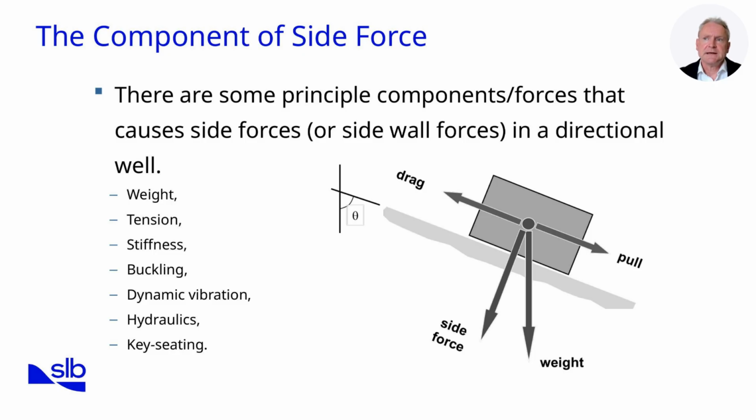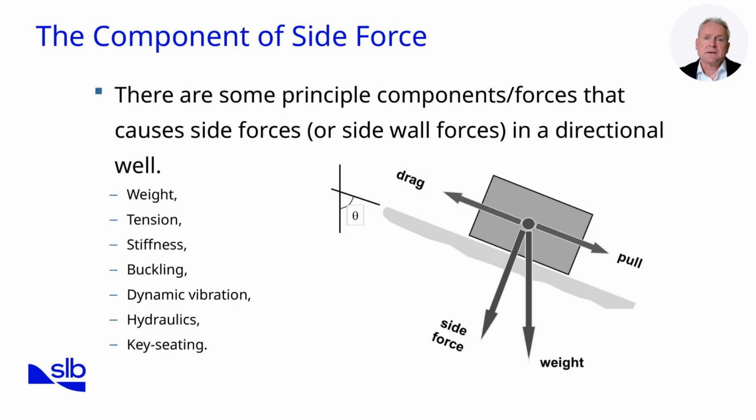Next is tension. When the string is under axial load, especially in curved sections, part of that load translates into lateral force. So the higher the tension and the sharper the curve, the greater the side force. Stiffness of the drill string and BHA also plays a role. A stiffer string spans the well path differently, reducing continuous contact but increasing concentrated points of force where it bends.